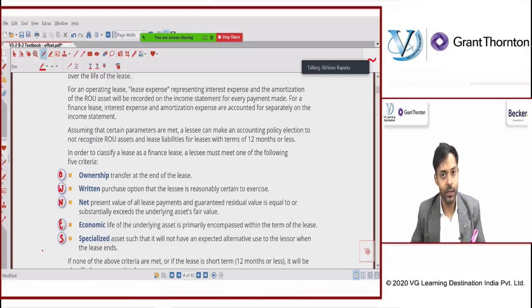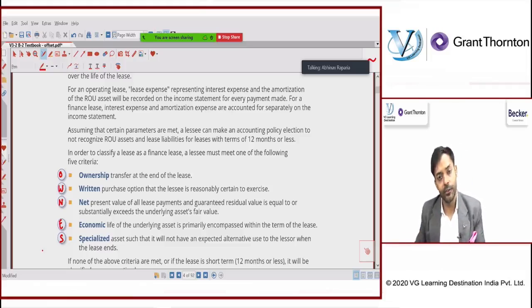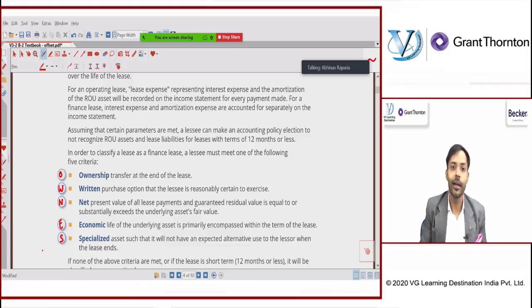So let's understand these conditions one by one. The first is the ownership transfer at the end of the lease. For example, you have entered into a lease agreement, and the ownership is getting transferred at the end of the lease. In that case, that lease will be treated as a financial lease. Second, you have done a written purchase agreement saying I will for sure buy that. I'm very sure that I'm going to exercise the option of buying it at the end of the lease. If that is the case, then it is also a financial lease.